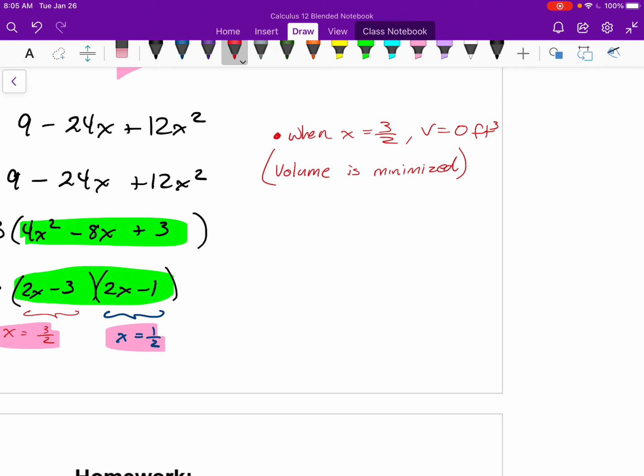Which again, please don't lose sight of how silly it is to really have to use calculus to figure out if you cut out squares so big that there's no material left. Obviously, you'll have no volume, but that's just confirmed. A little more important is probably this point. When x equals 1/2, the volume equals 2 cubic feet. And that's when the volume is maximized.